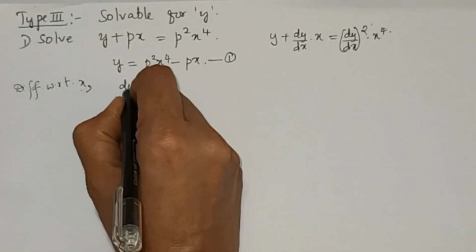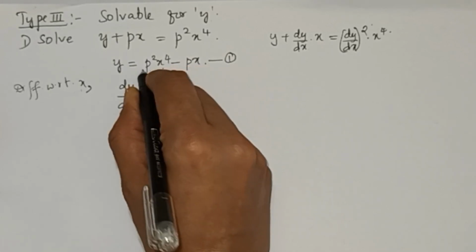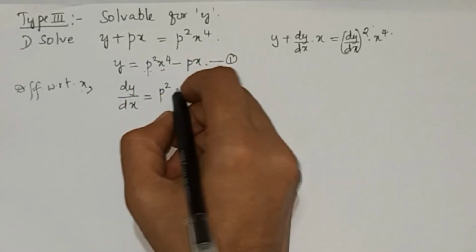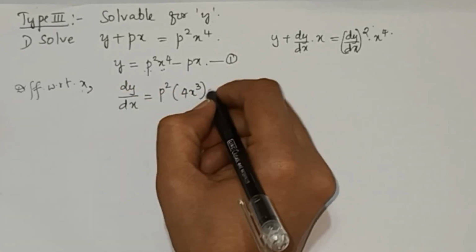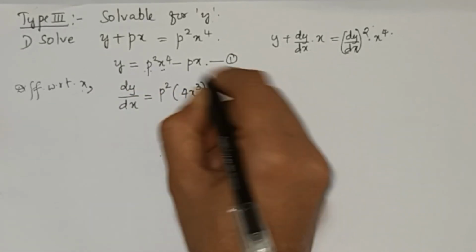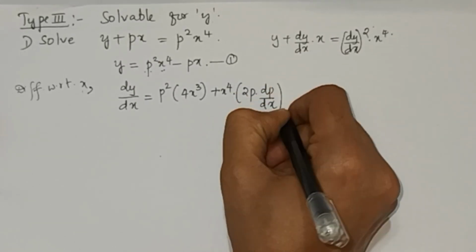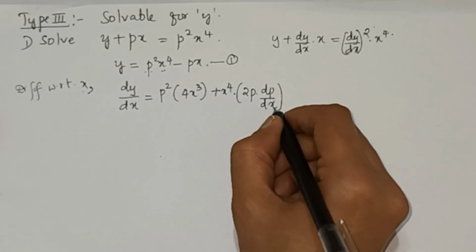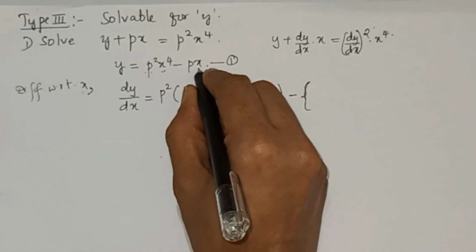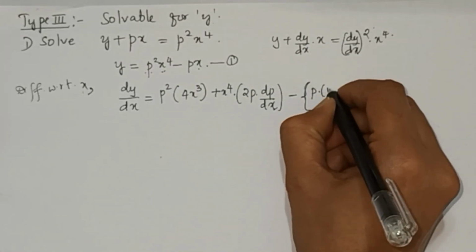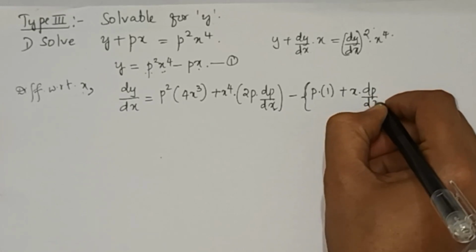So you will get dy by dx equal to p square. Use the product rule: uv whole dash is uv dash plus vu dash. P square into the derivative of x power 4, which is 4x cube with respect to x, plus x to the power 4 into the derivative of p square, which is 2p into dp by dx because it is with respect to x. So the dp by dx term is a must. Minus, similarly here for px, product rule again: p into the derivative of x with respect to x is 1, plus x into the derivative of p with respect to x, which is dp by dx.